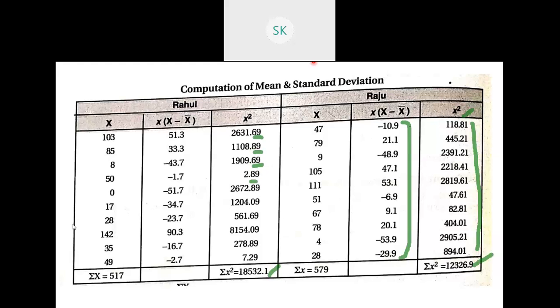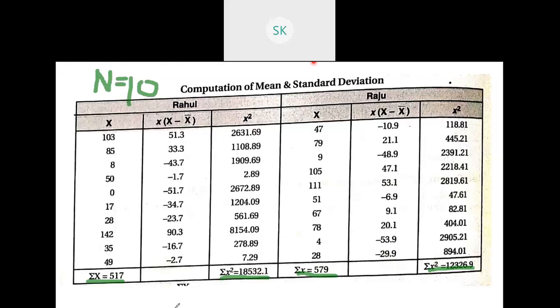Now since we found all of the values here, what was important is sigma x for Rahul, sigma x square for Rahul, again sigma x for Raju, and sigma x square for Raju. These were the major things we wanted to find, and we already know the value of n, the data set that we have, is equal to 10. Using this information and the formula, we will be able to find the values for Rahul and Raju in the next slide.